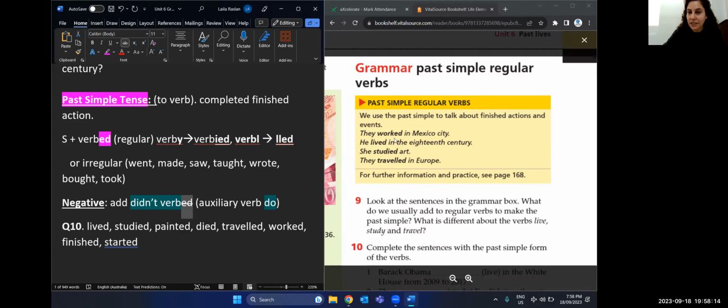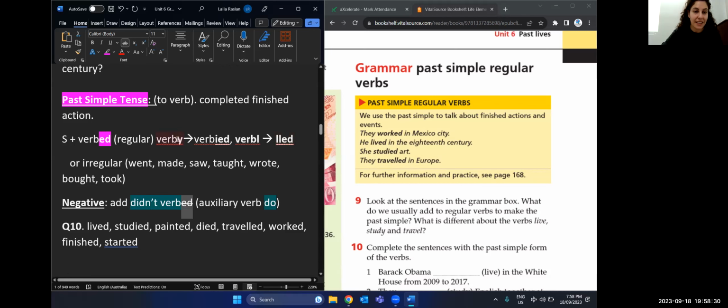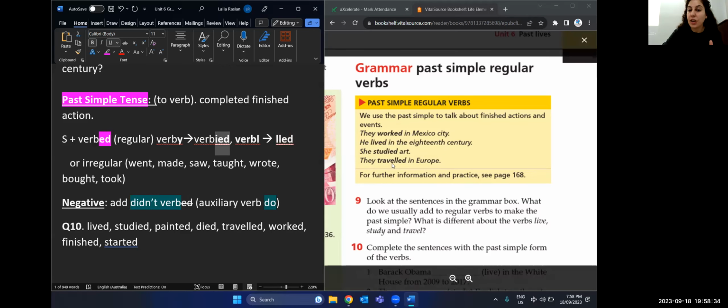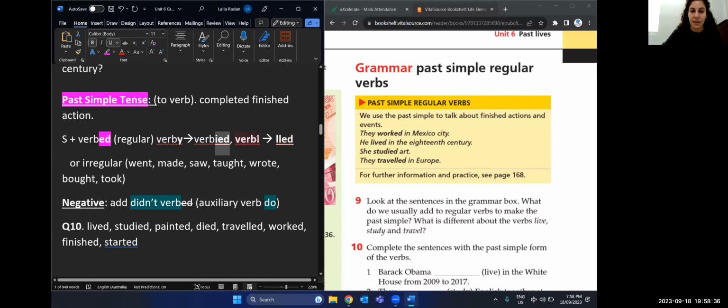Okay, so let's look at some examples here. They worked in Mexico City. So add ed to the verb. Simple. He lived in the 18th century. So subject, verb in the past simple. She studied art, because it ends in a y, we add ied. And they traveled to Europe. Because it ends in an l, double the l, ed.